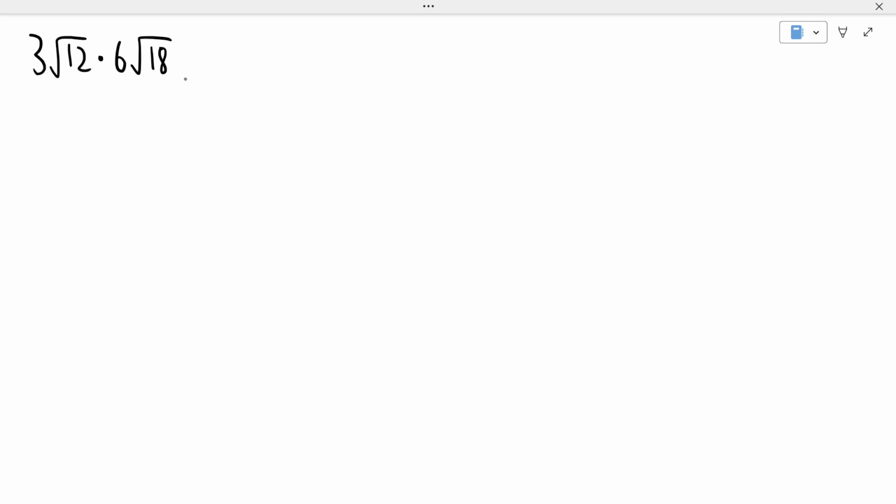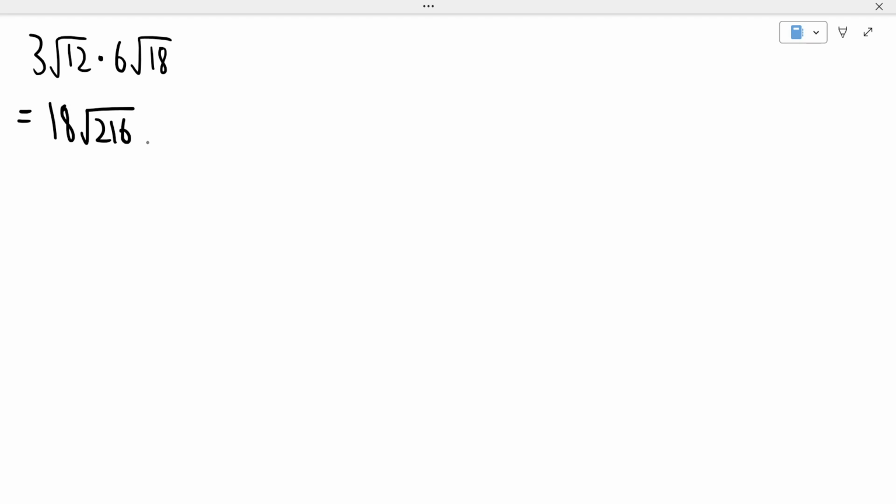So here's an example involving a product. To simplify 3 square root 12 times 6 square root 18, we need to multiply both the integer parts and the square root parts. So 3 times 6 is equal to 18, and the square root of 12 times the square root of 18 is equal to the square root of 216. So this expression is just equal to 18 square root 216.